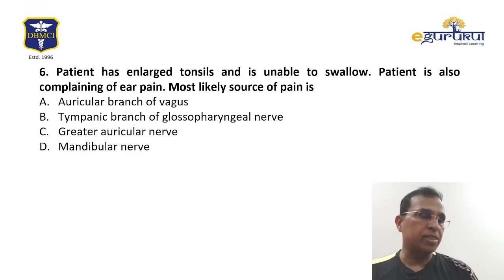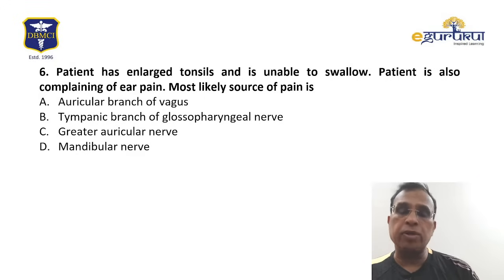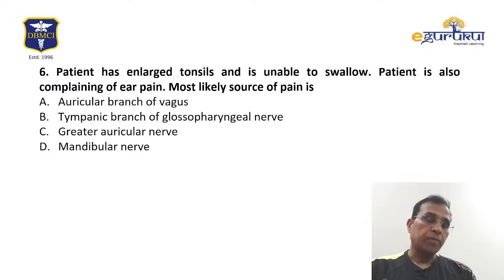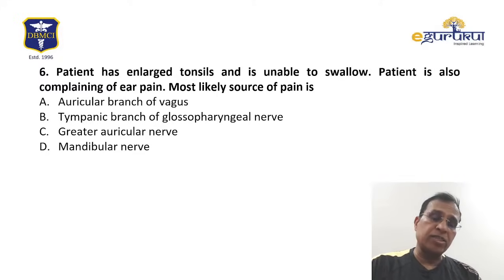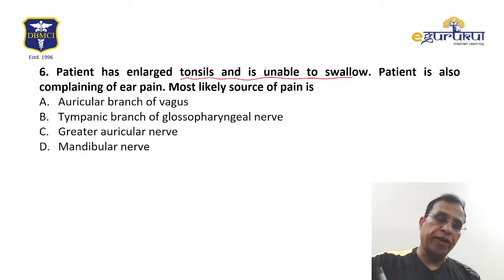Then we go to question number 6 in the same year. The patient has an enlarged tonsil and is unable to swallow. The patient is also complaining of ear pain. The most likely source of pain is the auricular branch of vagus, tympanic branch of glossopharyngeal nerve, greater auricular nerve, or mandibular nerve. Now, if the patient has an enlarged tonsil and is unable to swallow, this tells you that this is most probably an oropharyngeal problem. This is a problem of the oropharynx.